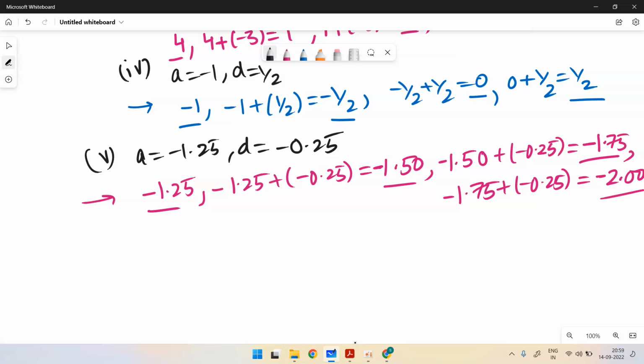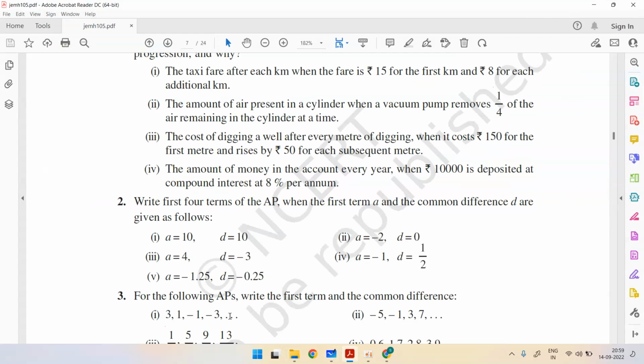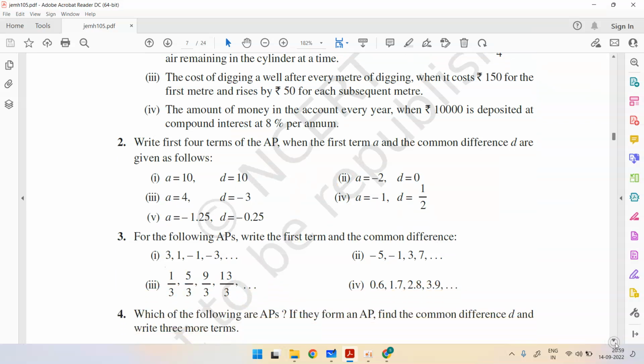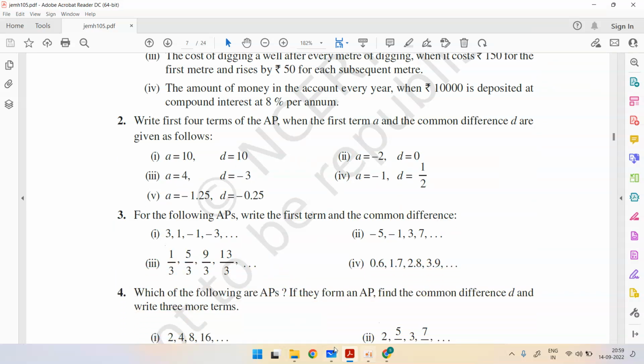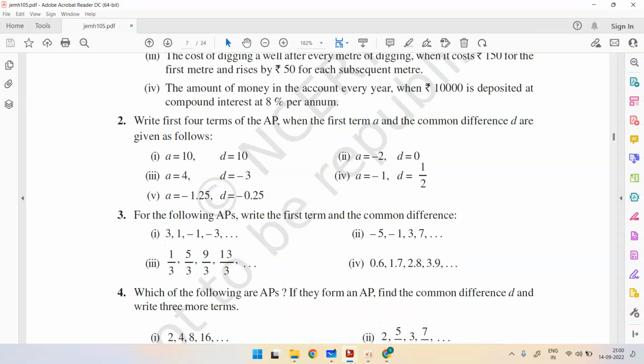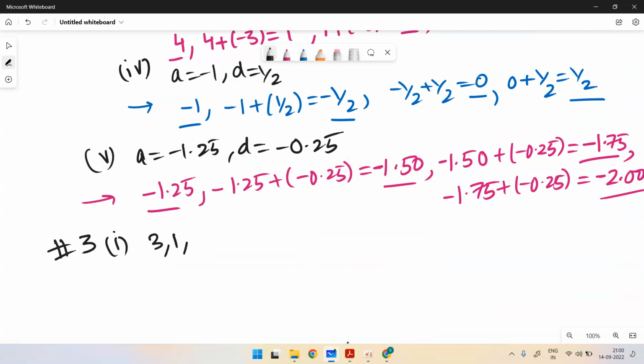The answer. Next is question number 3. It says that for the following AP, write the first term and common difference. Basic question. This is already given as an AP, so you don't need to verify it. The first part is 3, 1, minus 1, minus 3.